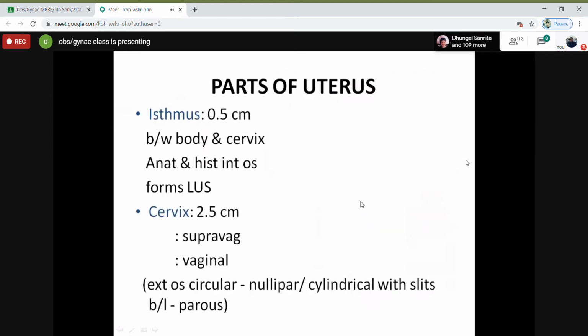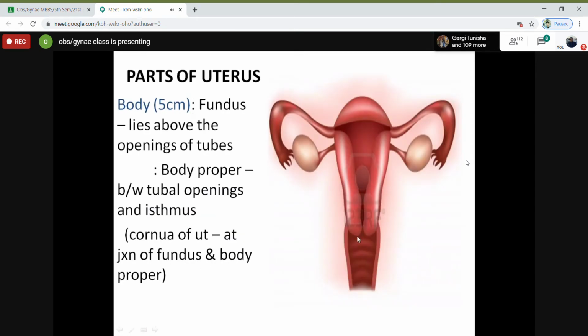All right, so it forms a lower uterine segment, and the cervix is 2.5 centimeters. You have a supravaginal and a vaginal portion. Supravaginal is above the vagina, vaginal is inside the vagina. I'll show you. So this is the cervix, this whole thing.